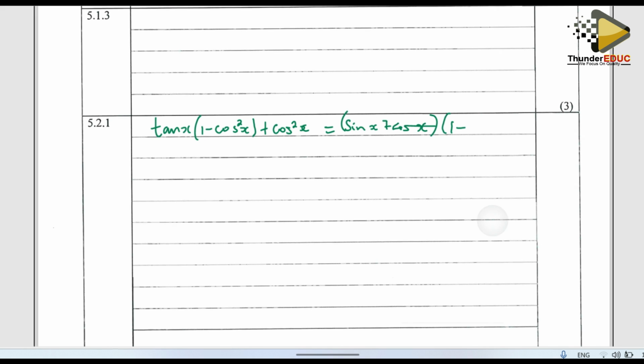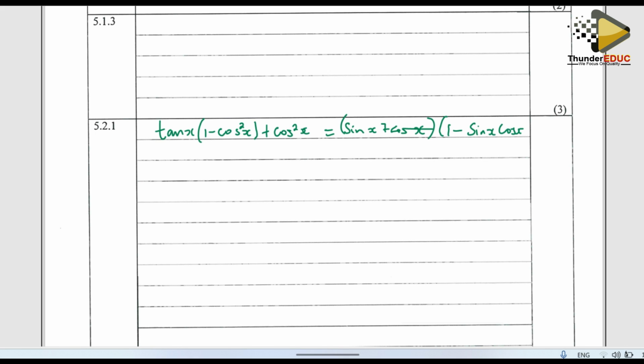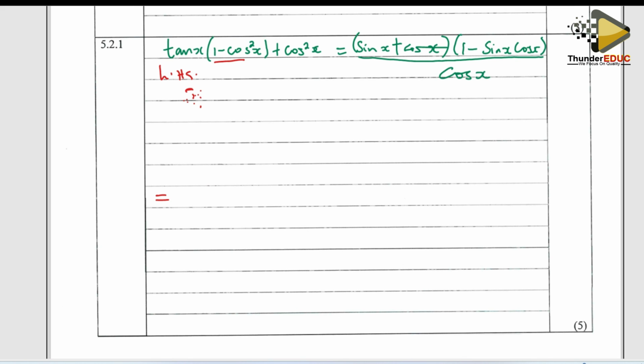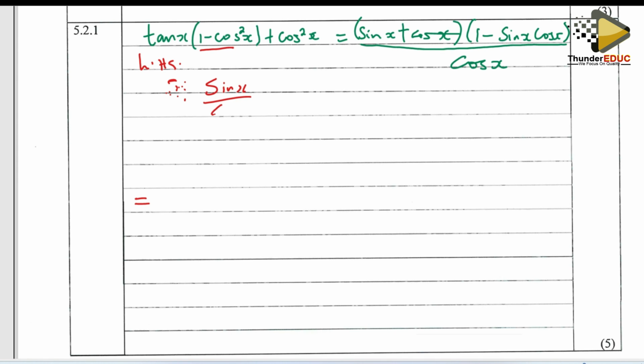So we have the tan of x into 1 minus cos squared x plus cos squared x is equal to the sine of x plus the cos of x, all over 2 into 1 minus sine x cos x, all over cos x. Okay, so this is how our question is. So I'll say sine x over the cos of x. Let me keep the 1 minus cos squared x, and then change this to 1 minus sine squared x, over 1.